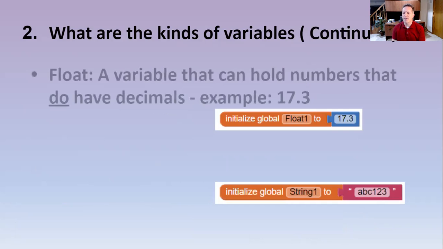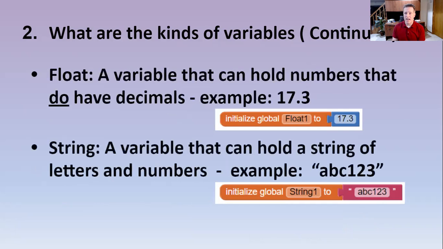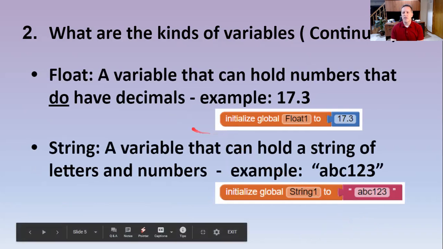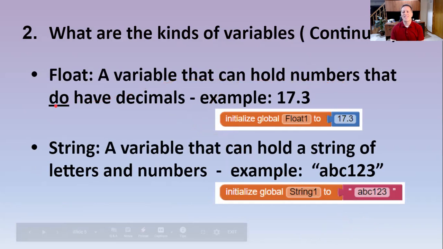Next, we have floats and strings. These are our next 2 types. Now, float is another kind of a number, but this is a number that does have decimals. Again, it can be positive, it can be negative, but it has a decimal or a fraction component to it. So you can see 17.3, something like that, okay?